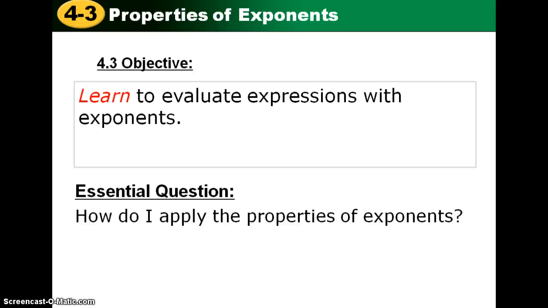Chapter 4, Section 3. The objective: learn to evaluate expressions with exponents. And the essential question: how do I apply the properties of exponents?